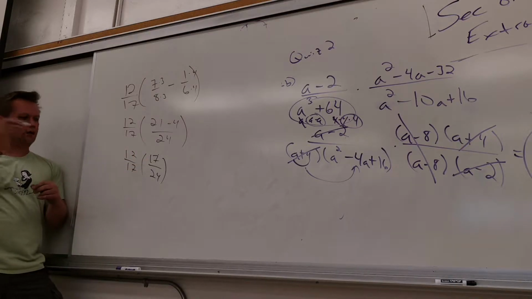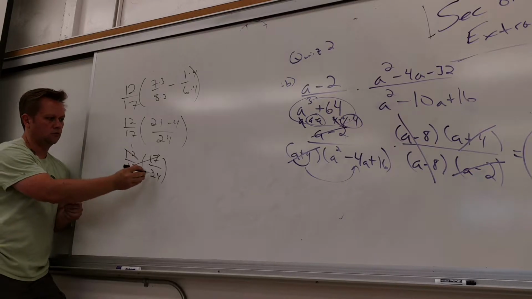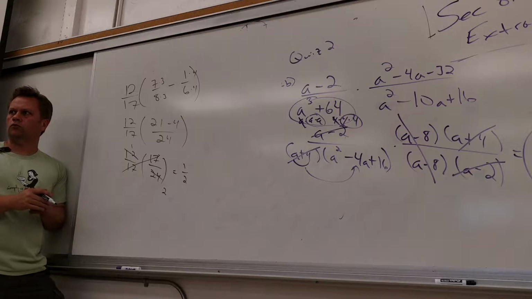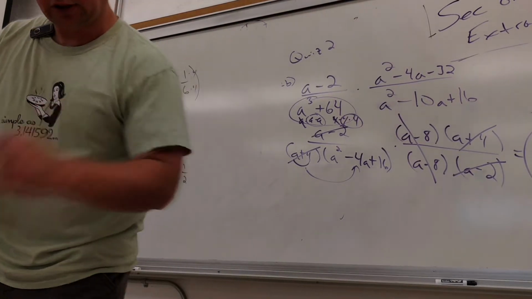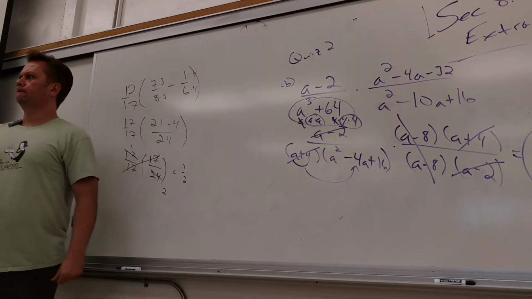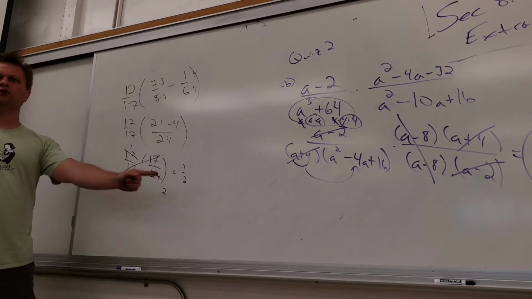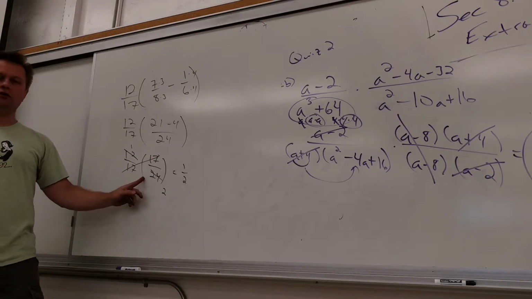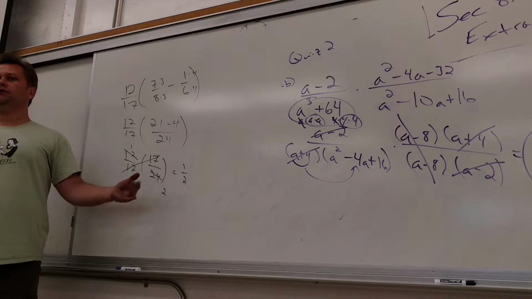Careful, cross divide. So the 17s go away. Did I get that right? Good job, Jeff. 60. Yeah, some of you guys just multiply and then try to reduce. Good Lord, that would suck. Reduce when the numbers are smaller. You don't have to, but it's a good idea.